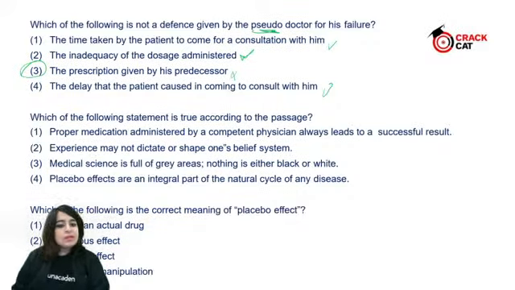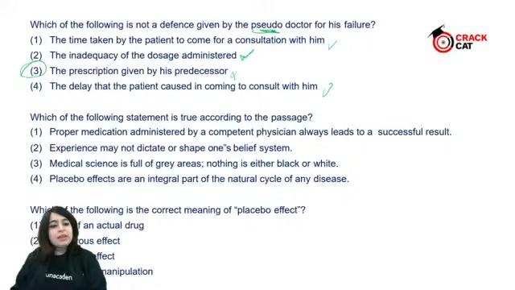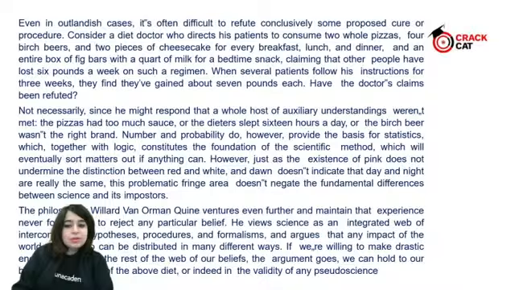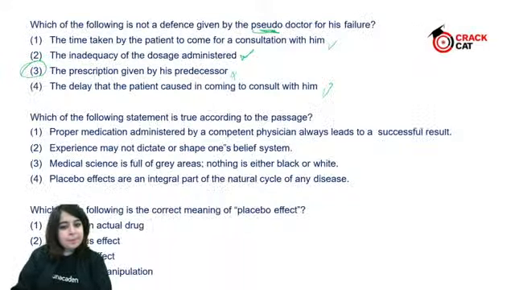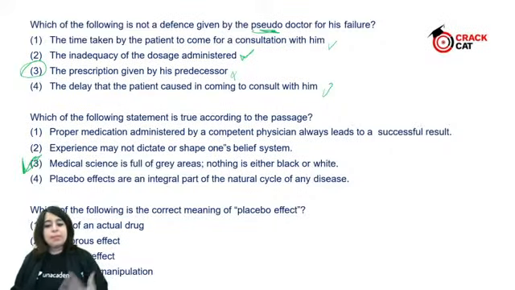Which of the following statements is true according to the passage? Proper medication administered by a competent physician always leads to a successful result, or experience may not dictate or shape one's belief system. Medical science is full of gray areas, nothing is either black or white. Placebo effects are an integral part of the natural science of any disease. We can't really say it is an integral part. So let's read the latter part. I think it is something to do with the third option, that medical science is full of gray areas, nothing is either black or white.